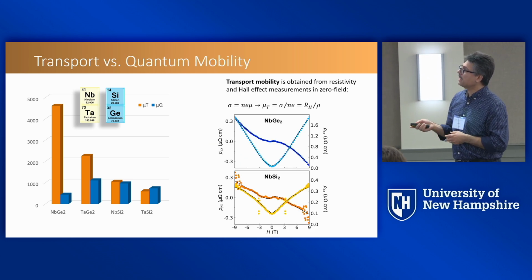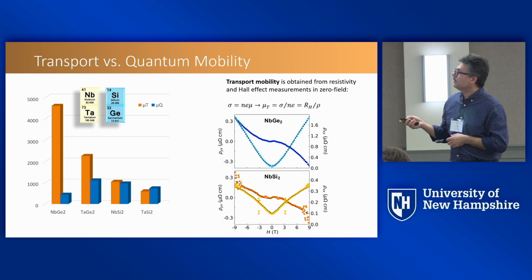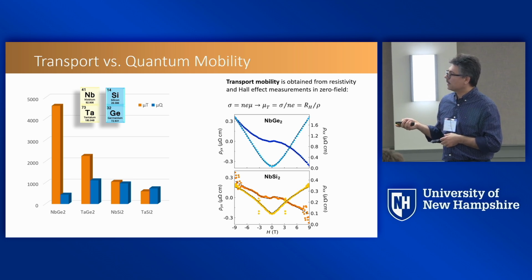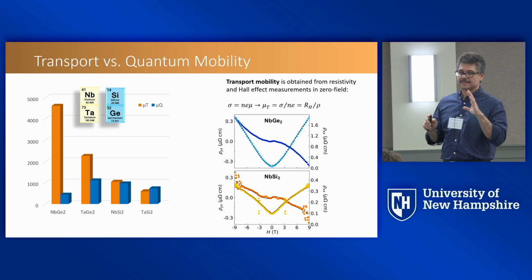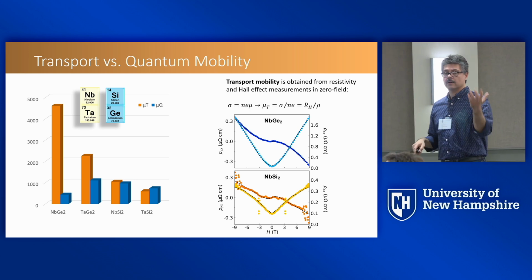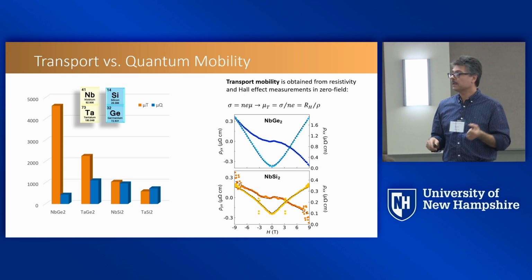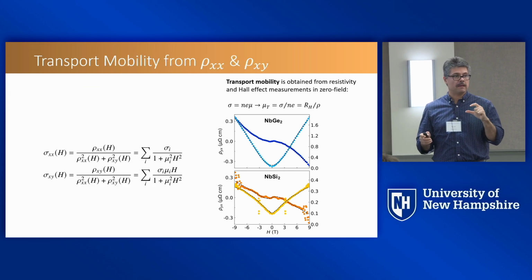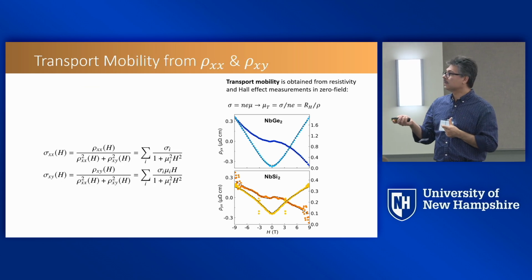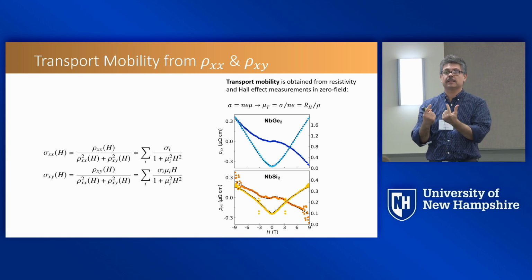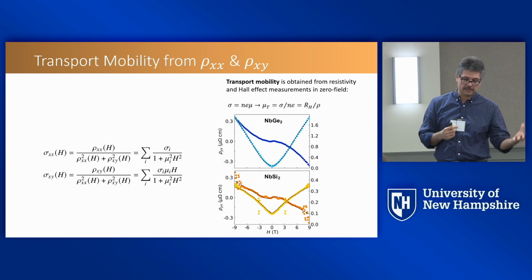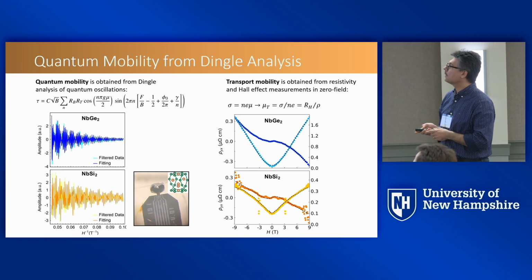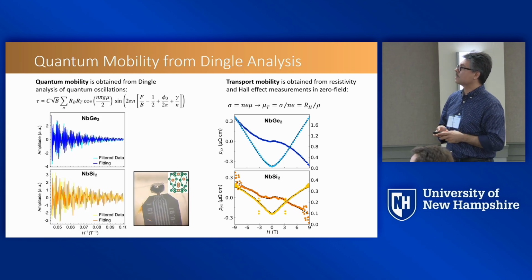Now, in these systems, we measure the Hall effect, or rho xy, and the resistivity rho xx. And these systems are not single band, so you cannot just divide the Hall coefficient by resistivity to get mobility. For these systems, you have to fit both resistivity and Hall effect to these multi-band expressions, and you have to do simultaneous fits so that you can get reliable measures of mobility and carrier concentration. So that's how we get the transport mobility.